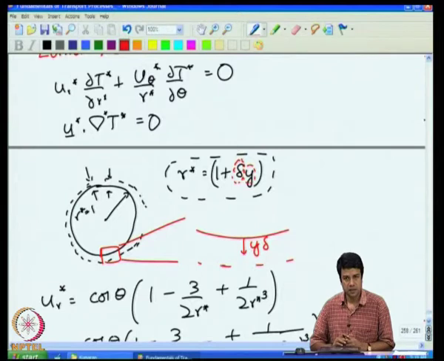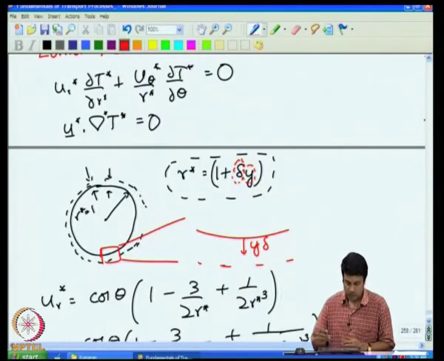Y times delta is a distance from the surface. Delta is a constant, a small number which decreases as the Peclet number increases. Y is a scaled coordinate which is order 1. It continues to be order 1 in the region where the temperature disturbance is significant, even as the Peclet number becomes large. So I define R star equal to 1 plus delta y and substitute that into the differential equation for the temperature field.